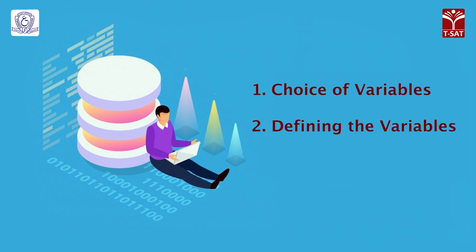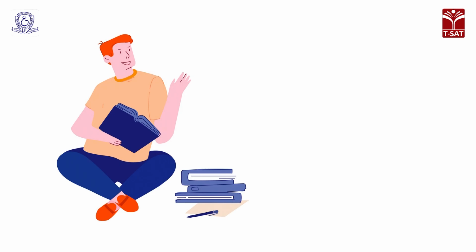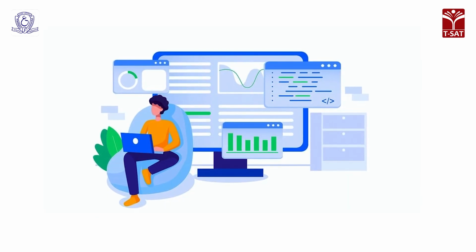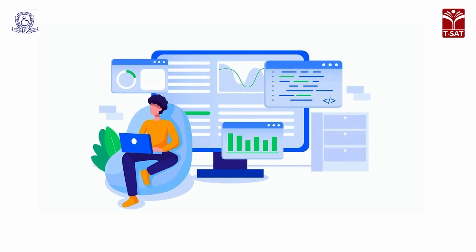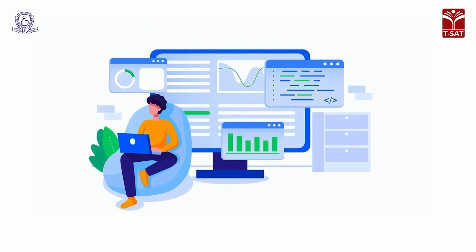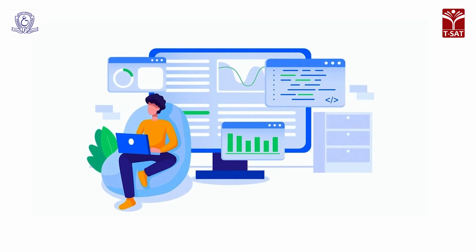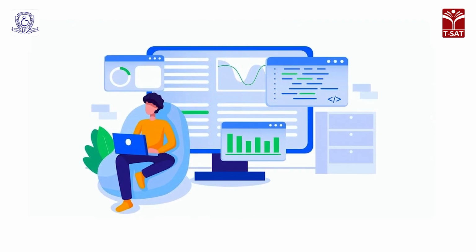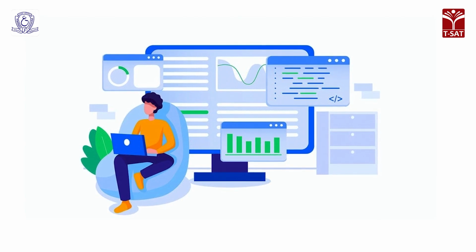Sometimes you may need to define them in the context of the study, called operational definition. For example, economic status may mean employment status, monthly earning of the learner, monthly earning of the family, per capita expenditure of the family, etc. Since you may not be able to accommodate all the different parameters of the variable economic status, you may have to create your own operational definition to describe the meaning of economic status specifically for your study.